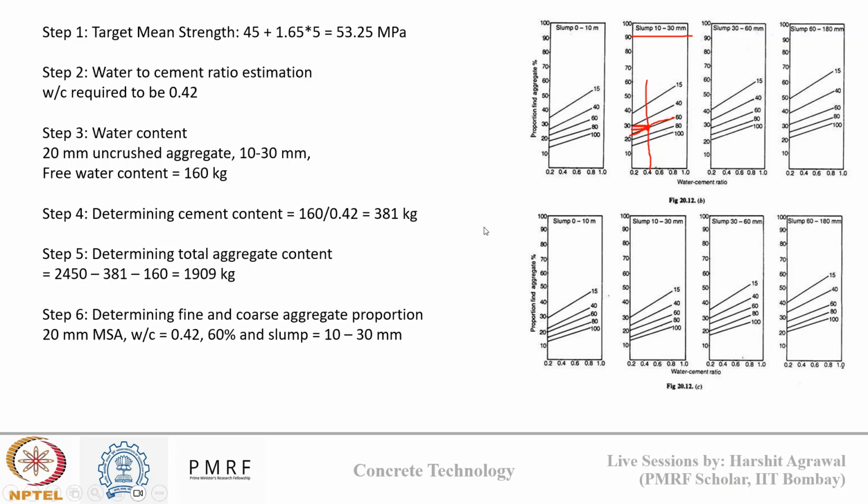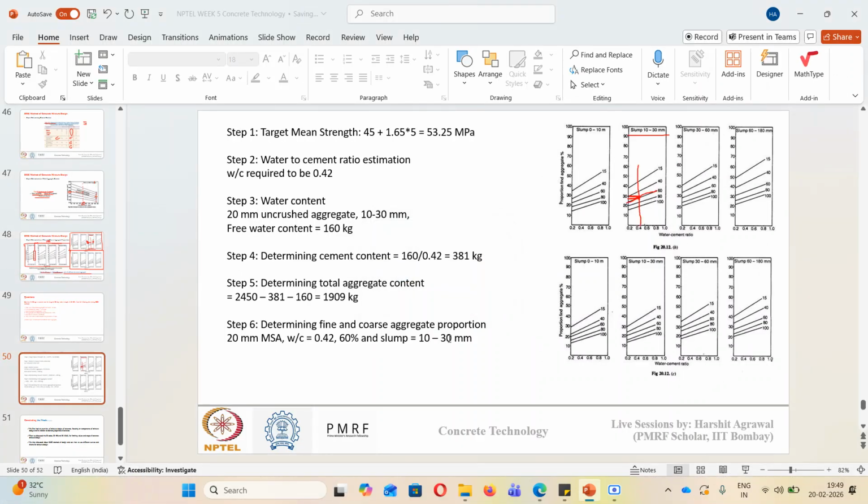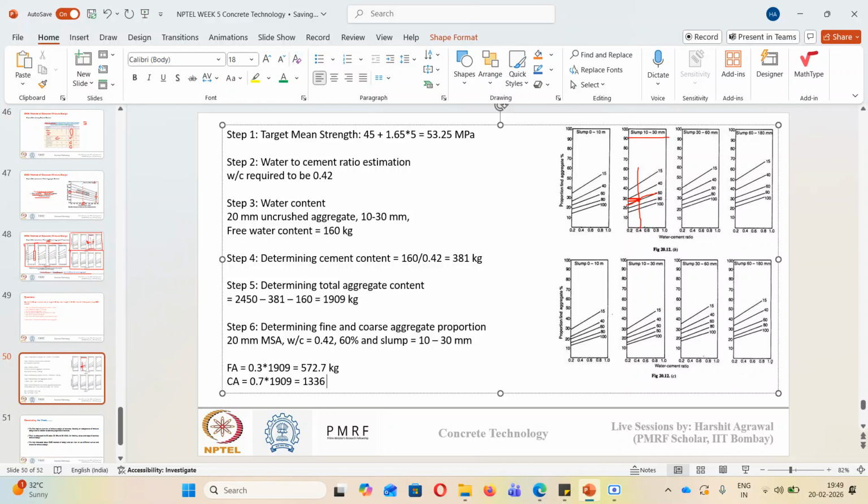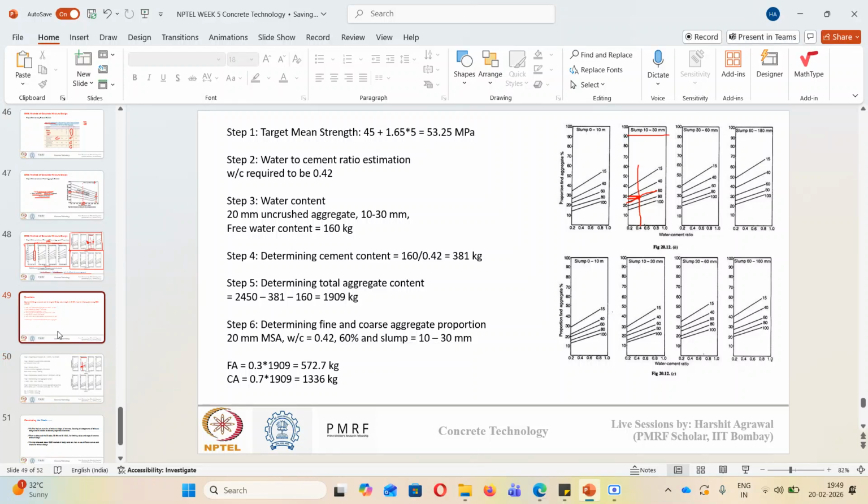Okay, so whatever total weight I have, out of that fine aggregate will be 30%. So 0.3 times 1909 will be my fine aggregate. So it will be 572.7 kg, and remaining will be my coarse aggregate, 0.7 times 1909. So that is 1336 kg. Okay, so this is how we do mixture design following DOE method, using the standard figures, tables, and curves that is given to us in the code.